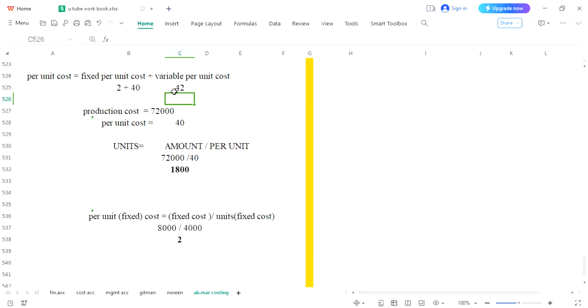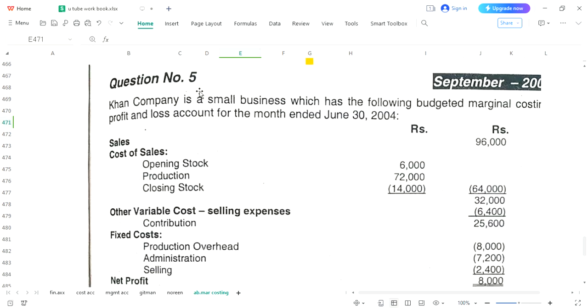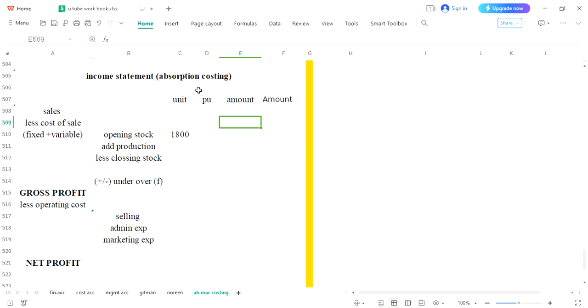This is according to absorption costing. Under absorption costing you add fixed and variable cost. From here our method would be started. Since this was your per unit cost for 6,000, so we will change 6,000. Here we can write the older one. I am just willing to change it.